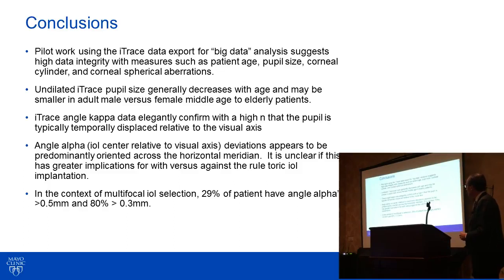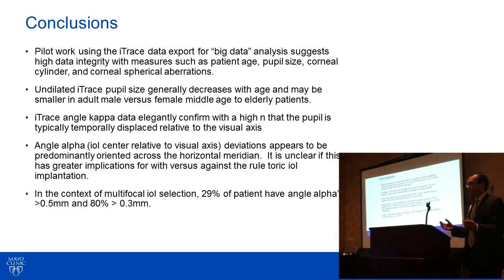We can elegantly confirm what we know about angle kappa, so deviation from pupil center to visual axis, puts the visual axis nasal or the pupil temporal to the visual axis, and that makes sense. Angle alpha deviation appears predominantly oriented across the horizontal meridian. Well, the question is, does this even matter and do we care? And the answer is, it may matter.